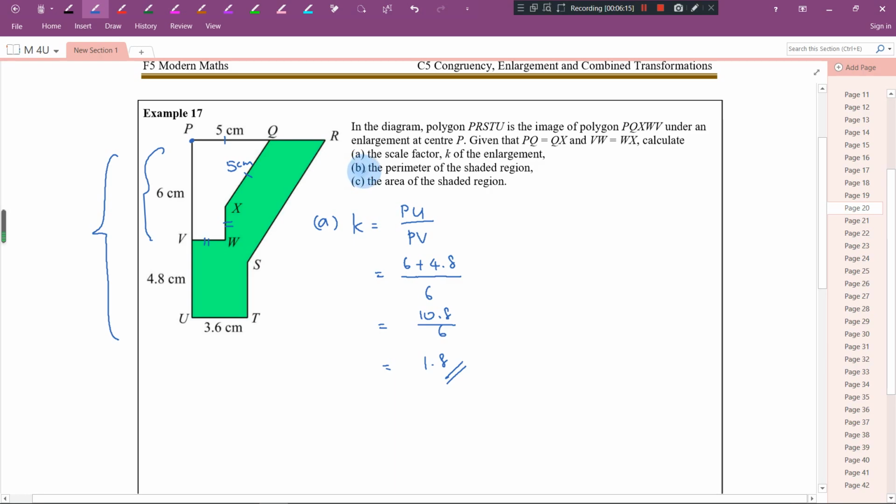For part B, we want to find the perimeter of the shaded region. So we know that the perimeter of the shaded region is over here, right?